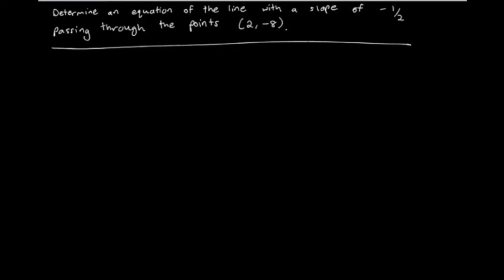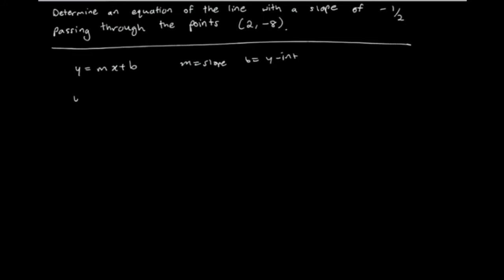Okay, let's determine an equation of the line with a slope of -1/2 passing through the point (2, -8). If we're looking at the equation of a line, we're basically looking at slope-intercept form, which we said was y = mx + b. In this case, m is the slope, and b is the y-intercept, also known as where the graph hits the y-axis and x is 0.